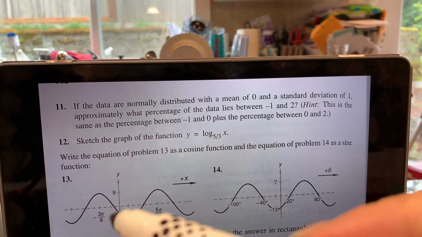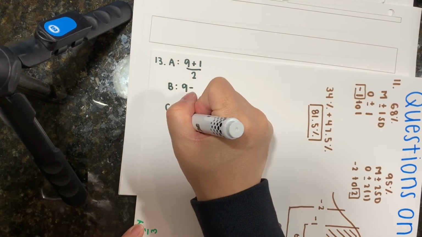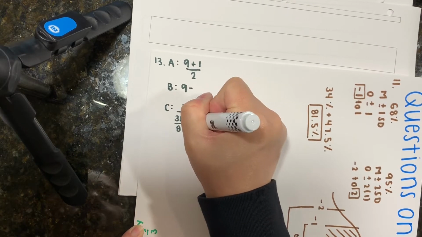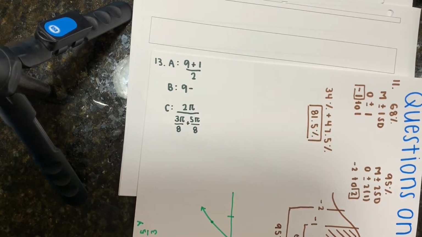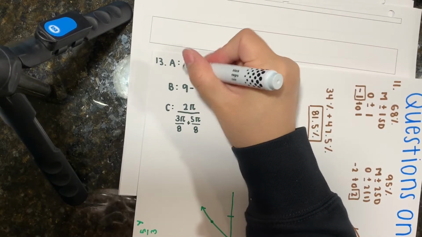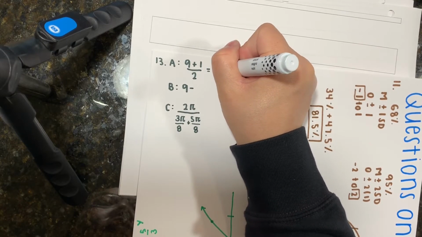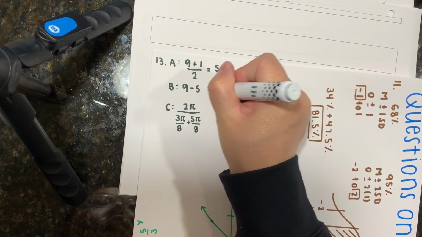So negative 3 pi over 8 to 5 pi over 8. So my length of the period would be 3 pi over 8 plus 5 pi over 8. And those pi's should cancel because we want just a fraction. I'm going to go back to A. So 9 plus 1 divided by 2 would be 5. Then the difference between the top and that value would be 9 minus 5, which would give me 4.